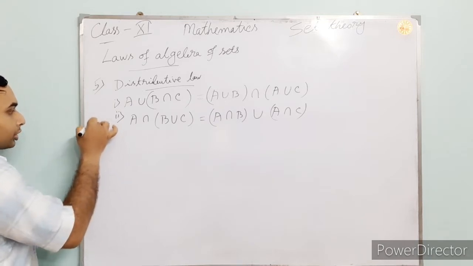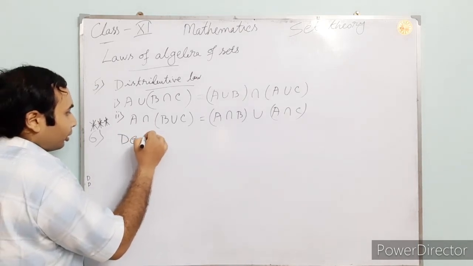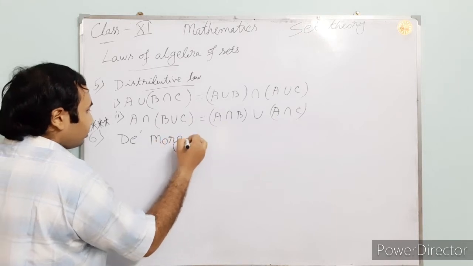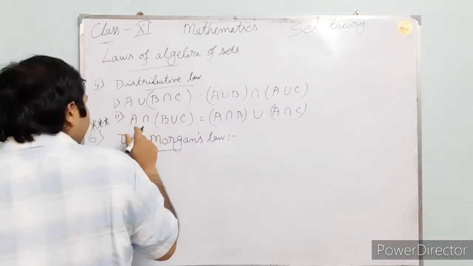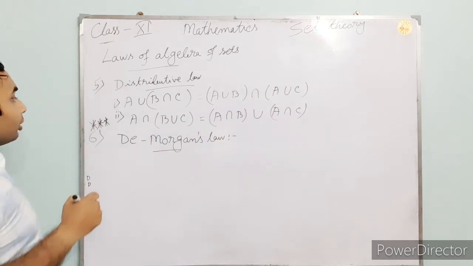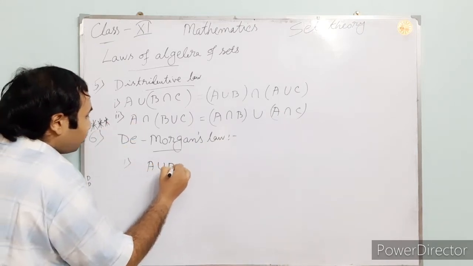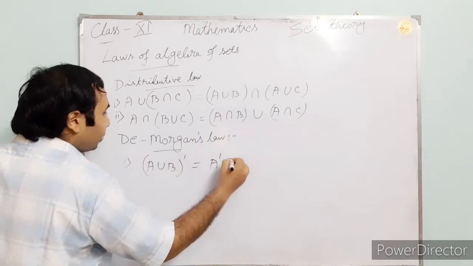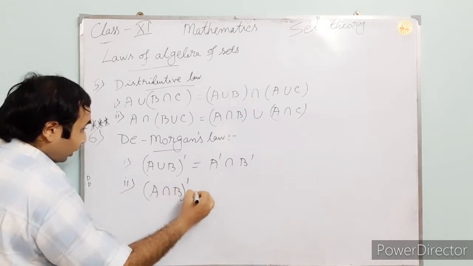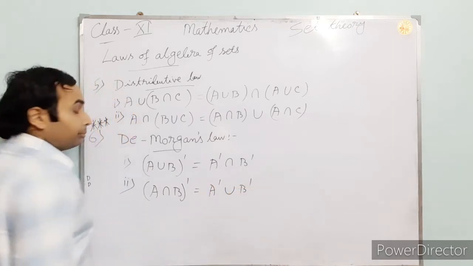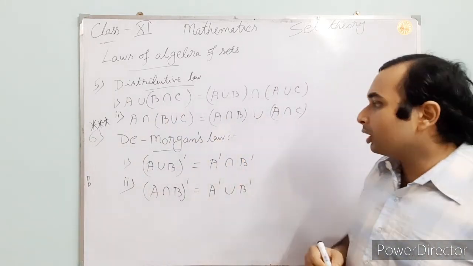Number 6, one of the most important laws of set theory, that is De Morgan's law. One great mathematician was there, De Morgan. He introduced this law, that is the law of complement. Number 1: (A union B) complement equals A complement intersection B complement. Number 2: (A intersection B) complement equals A complement union B complement. Very, very interesting law of set theory, De Morgan's law.